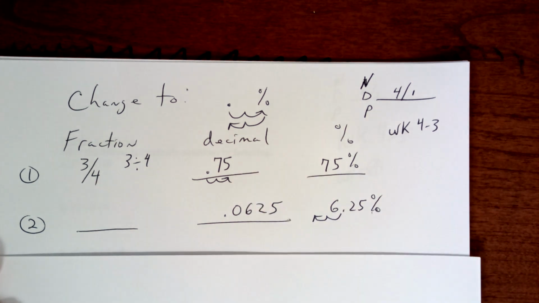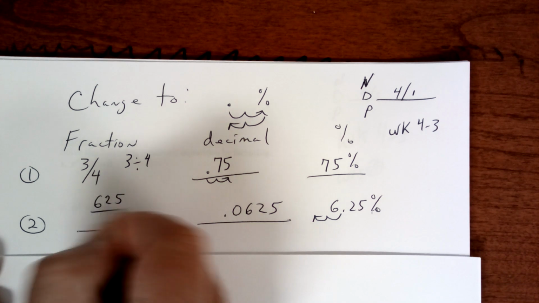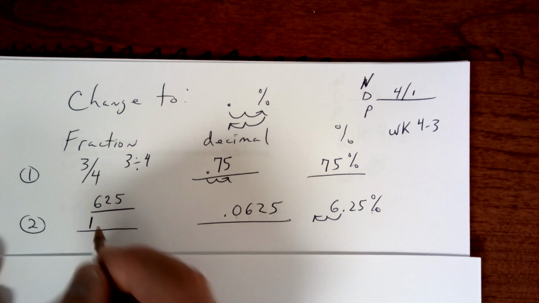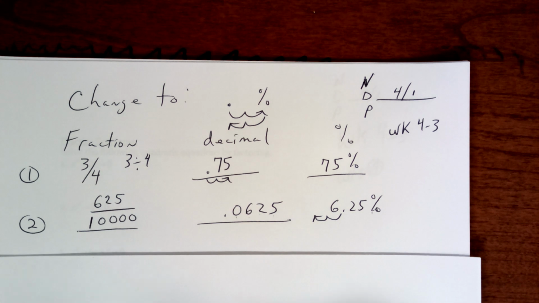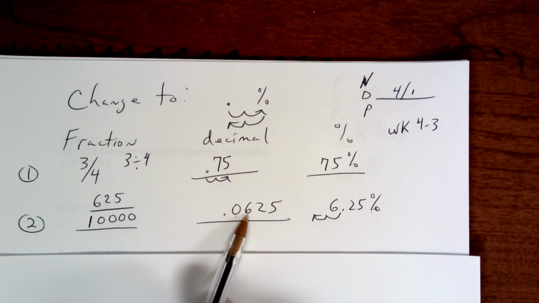Now, if you look here, to write it as a fraction, you're going to put 625 over 1, 2, 3, 4 zeros. So put a 1 and put 4 zeros. Remember, this position is tenth, hundredth, thousandth, and ten-thousandth. There's no ones on this side.